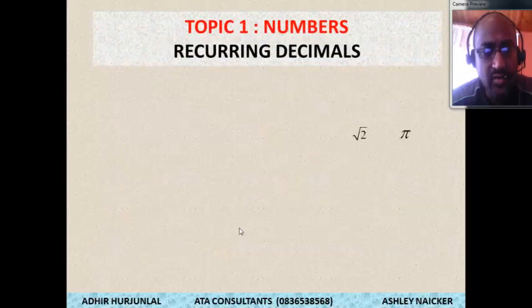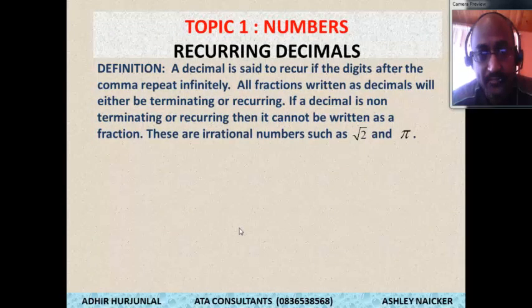Let us now go further and look at the definition. And watch this. A decimal is said to recur if the digits after the comma repeat infinitely, or basically repeat to infinity, meaning repeat on and on and on. All fractions written as decimals will either be terminating or it could be recurring.